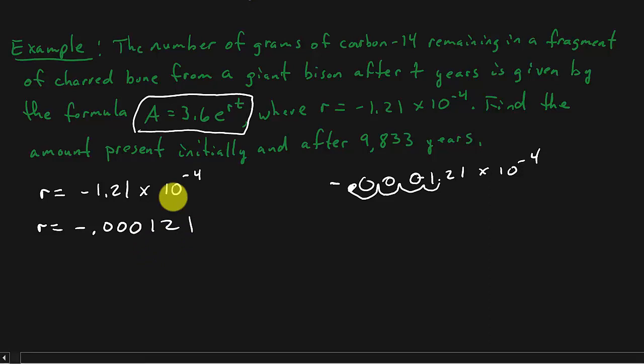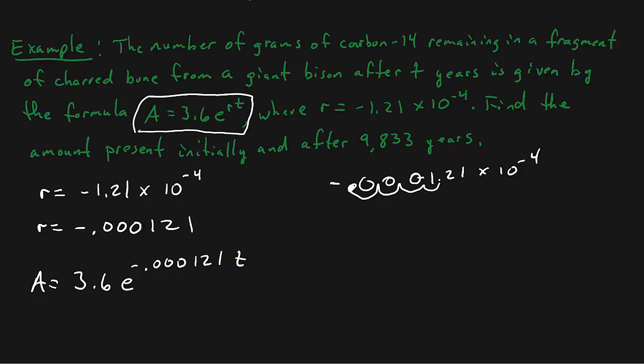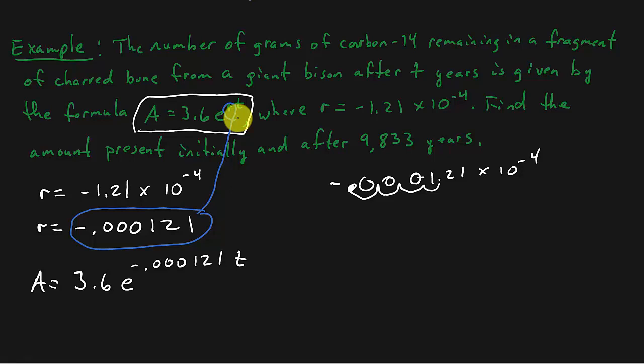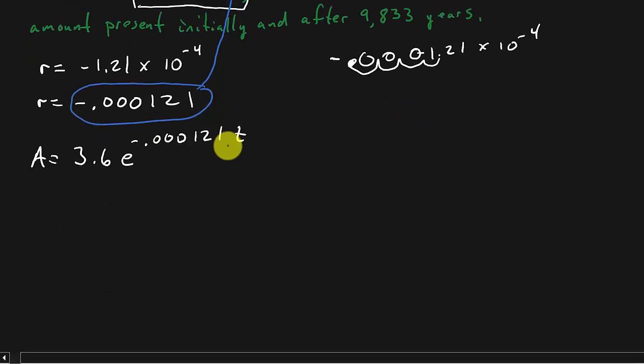Okay, I just think it's easier to punch this into a calculator than it is the scientific notation. All right. So that's going to give us A is equal to 3.6 e to the negative 0.000121 t. So all I did is I took this number and I plugged it in for R. That's all I did. So that's my function. And this is a decay. This is a decay problem.